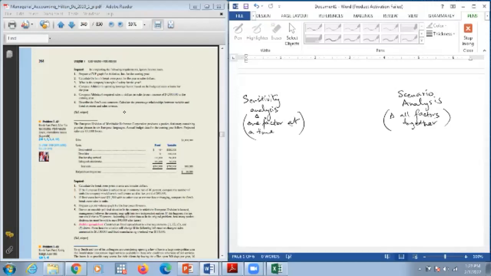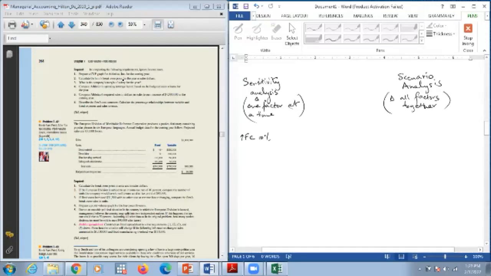Using the information from this particular question, we're going to change a few factors here. So let's increase our fixed cost by 10% and see what happens to our break-even point in units. This means that our new fixed cost is going to be equal to 210,000 times 1.10. When we plug that into our calculator, we get $231,000.